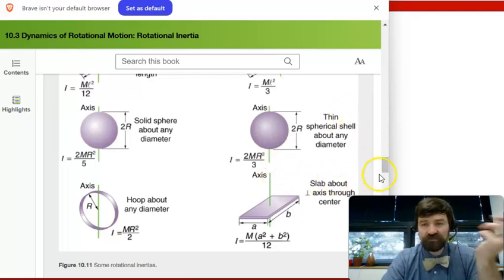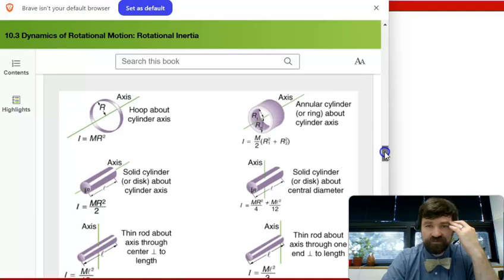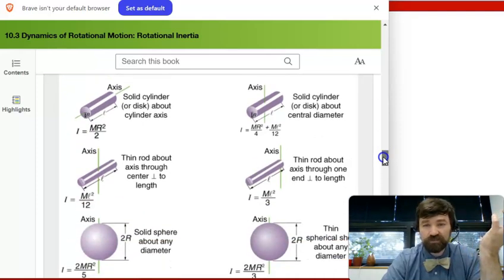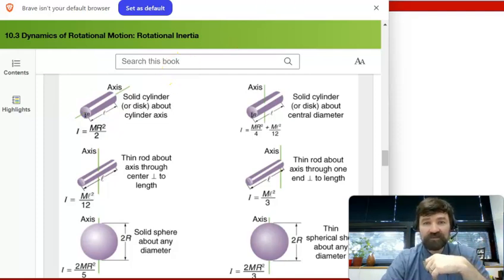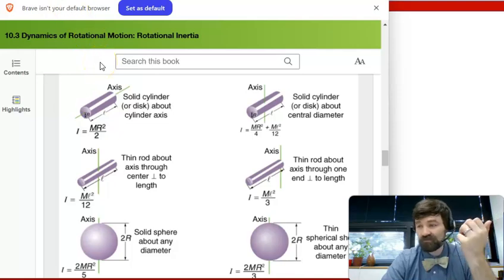Okay, so these are different values of the moment of inertia for these different objects. There's also stuff like cubes and so on. And again, you can look this stuff up on the OpenStax book, or if you're taking this course with some other book, then look it up in that book.